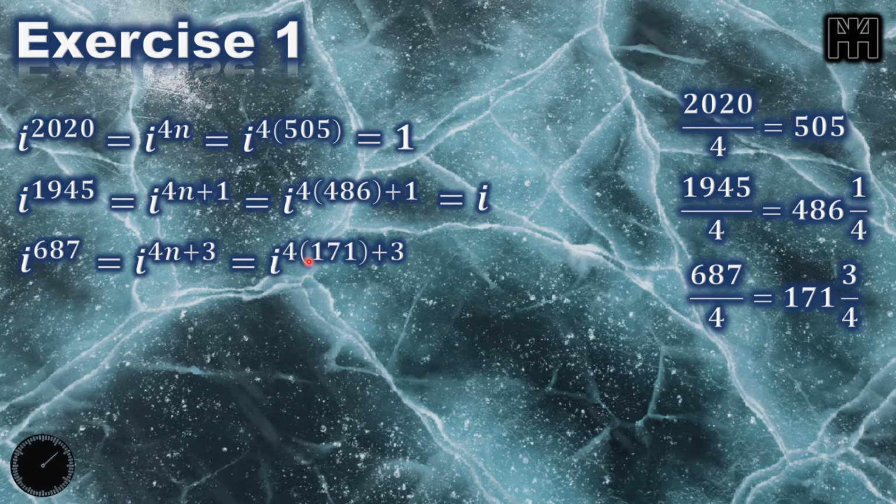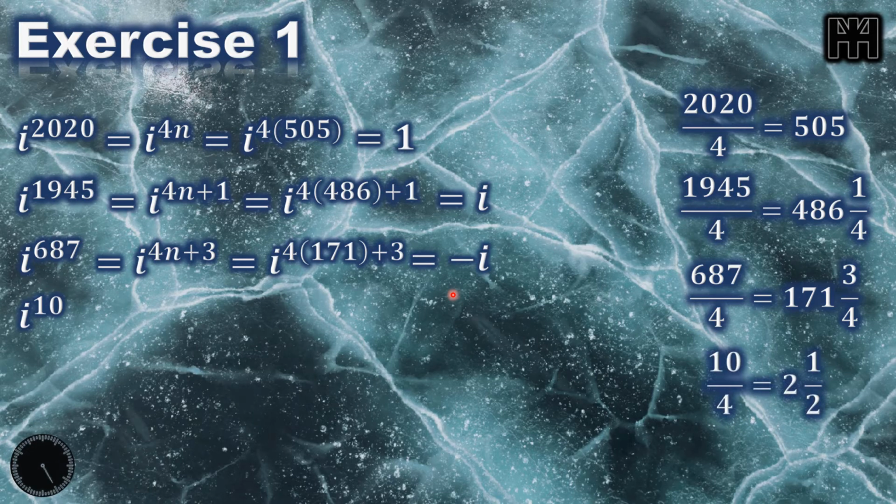So i to the power 4 times 171 plus 3 will give us negative i. Add this formula here: i to the power 4n plus 3 will always give us negative i. Okay, i to the power 10. Let's take 10 over 4, which will be 2.5.